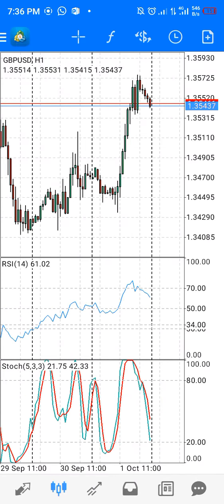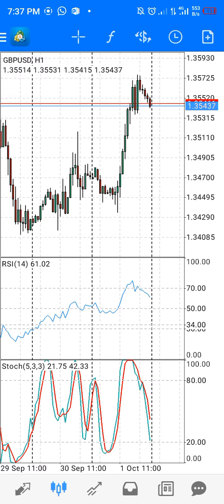Now, entries for this strategy. For a sell entry, take note of this. You wait for the stochastic to be at the overbought level and RSI below the 50, then you take your sell trade. When stochastic is at the overbought level from 80 above and RSI is below the 50, you take your sell trade. You exit the trade once the RSI touches the 30, or you take 30 pips.